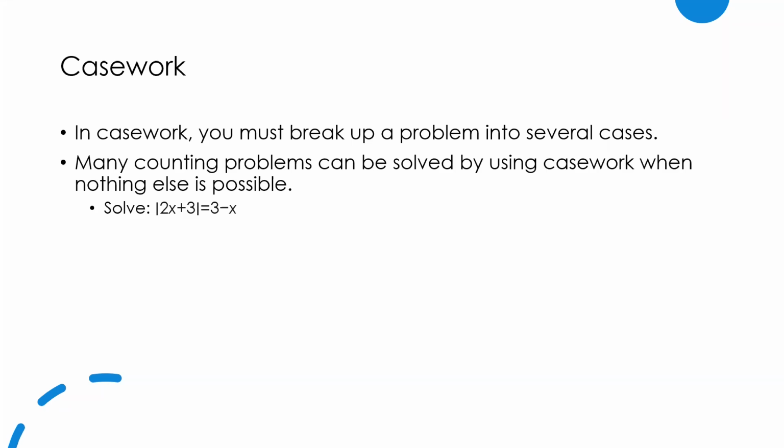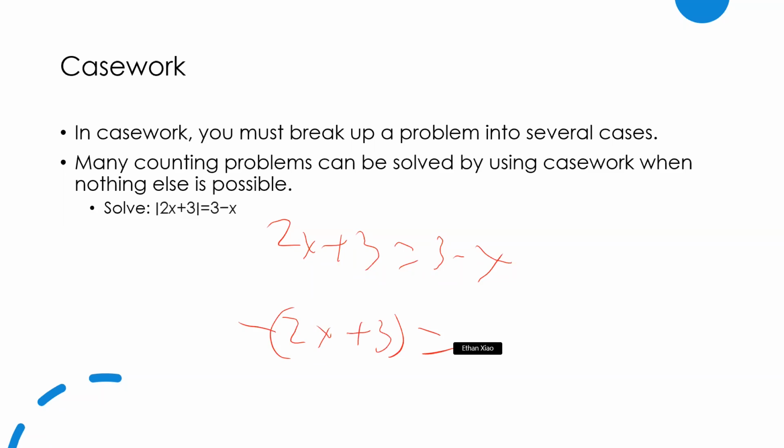So this problem has two different cases. In one case, 2x plus 3 is positive, which means that the absolute value doesn't affect it at all: 2x plus 3 equals 3 minus x. And for the second case, the number inside of the two lines is negative, which means it's going to be turned negative in order to be made positive. So negative (2x plus 3) equals 3 minus x.